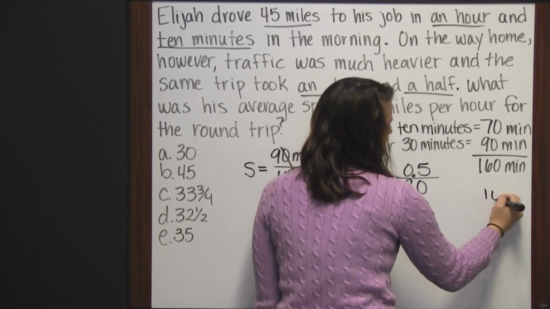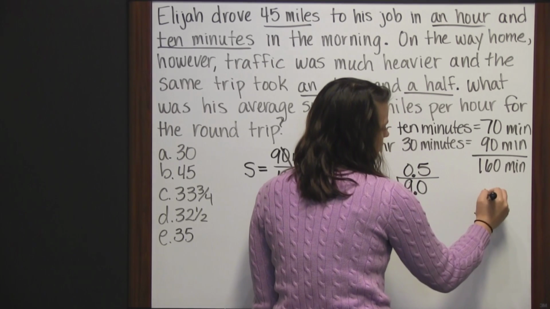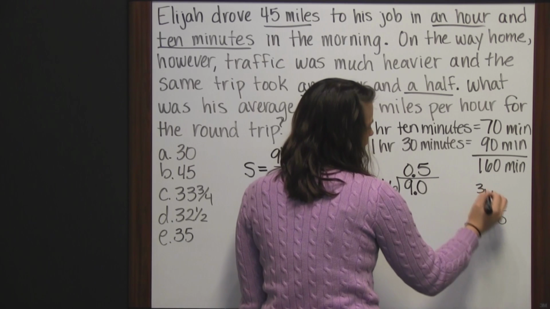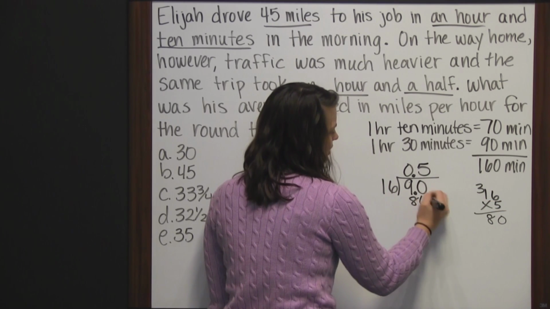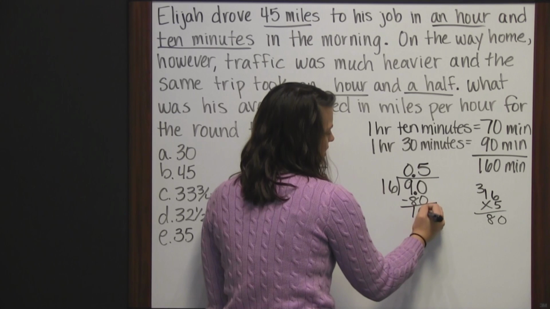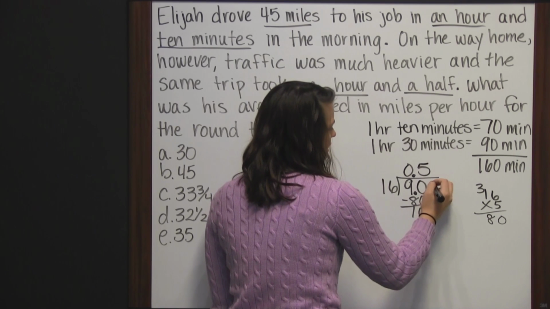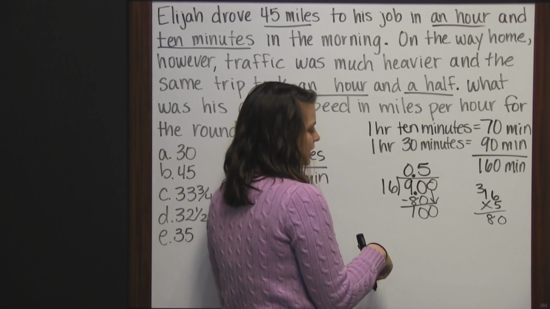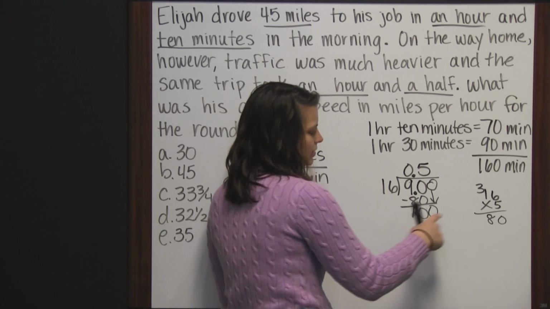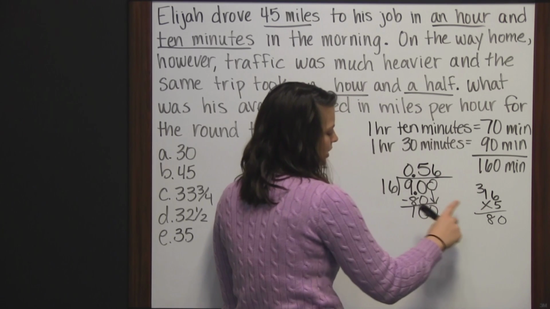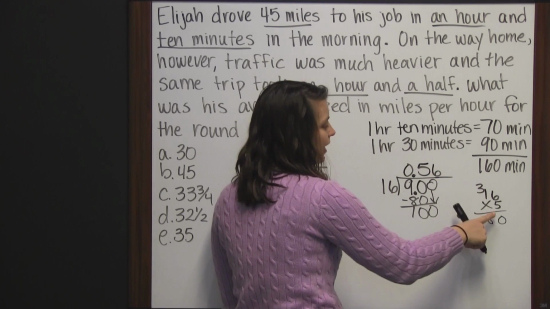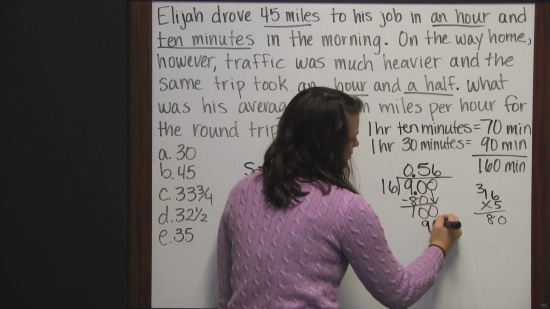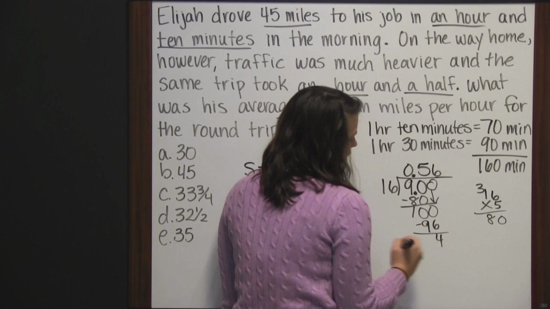So 16 times 5. 5 times 6 is 30. Carry the 3. 5 times 1 is 5 plus 3 is 8. So that's 80. We subtract and we get 10. So we need to add another 0 and bring it down. So 16 goes into 100 6 times. Since 16 times 5 was 80, then one more time would be 96. And then we subtract and we get 4.